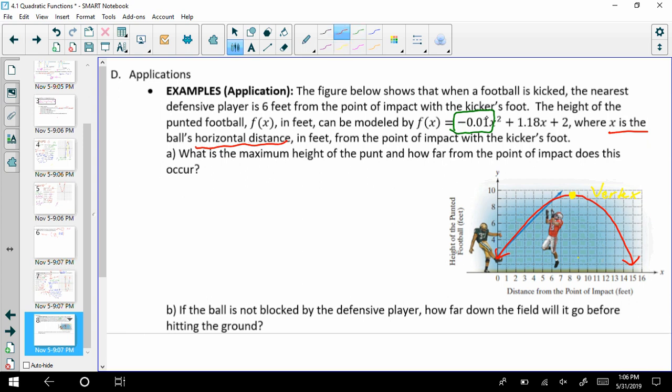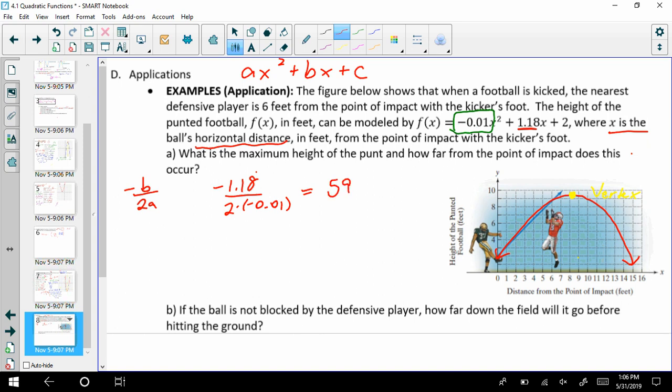So because we're in this form, ax squared plus bx plus c, I'm going to have to use the second way of getting the vertex because I don't have h and k. So to get my x coordinate, I have to do negative b over 2a. So if I substitute in, b is 1.18, so it'll be negative 1.18 over 2 times, and a is negative 0.01. If you do that, you should get 59 out.